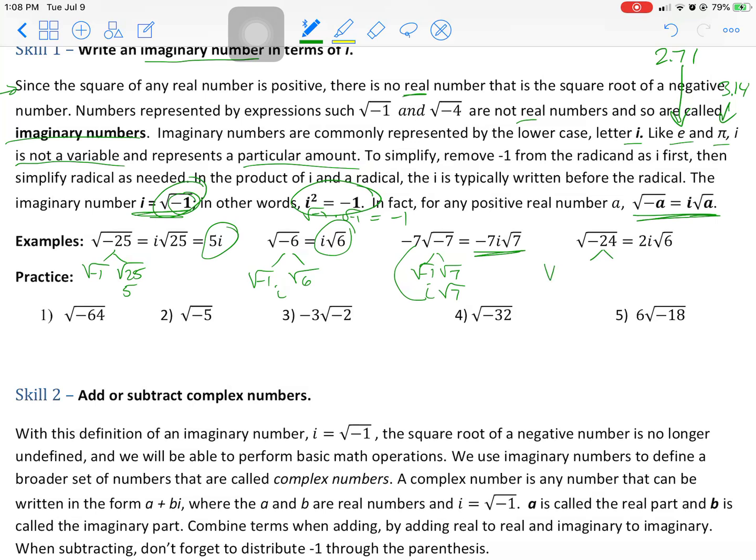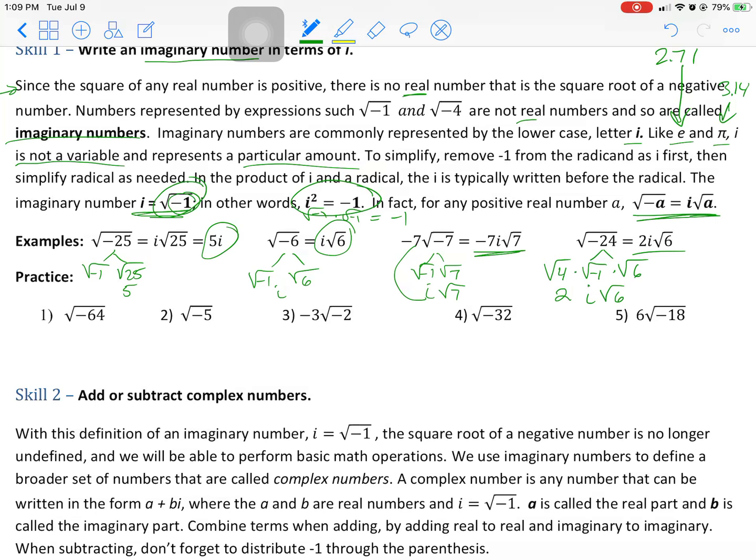-24. Square root of, what is the largest perfect square in 24? That would be a 4, right? Times 6 times a -1. Right? Do you recognize all this? So 4 times 6 is 24 plus this. So this is going to be 2i square root of 6. Okay? So this is what we're doing.